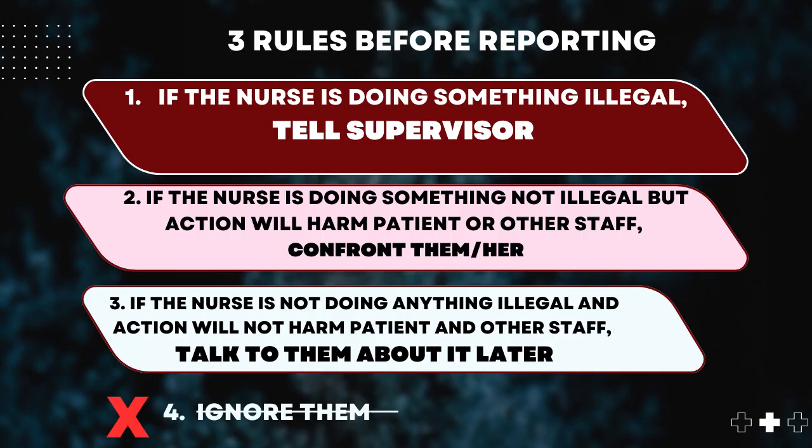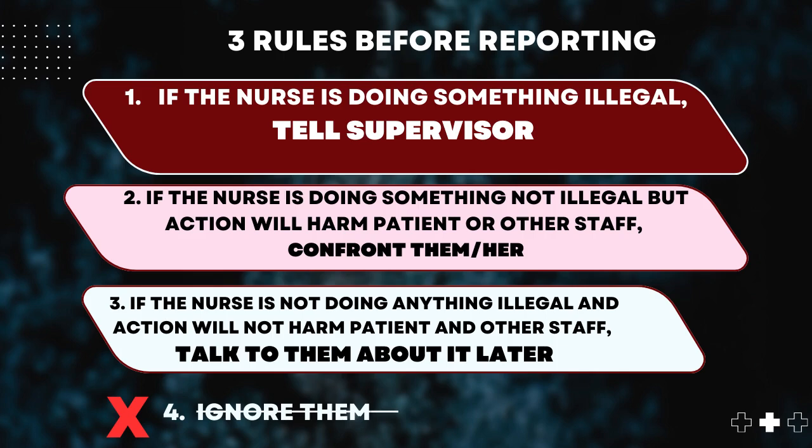And I repeat myself, the first rule says, if the staff is doing something illegal, report straight to supervisor. 2, if this nurse or co-worker is doing something that is not illegal, but that thing is going to cause harm to the patient or other staff members, confront them immediately and take over the procedure. If you see an option that says confront and take over the procedure, that is the one.